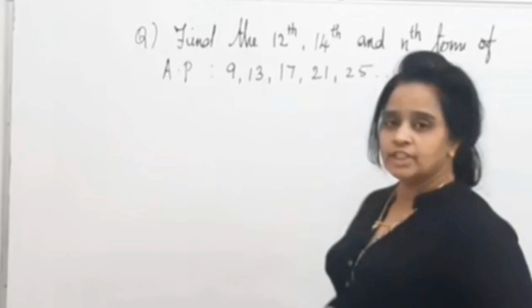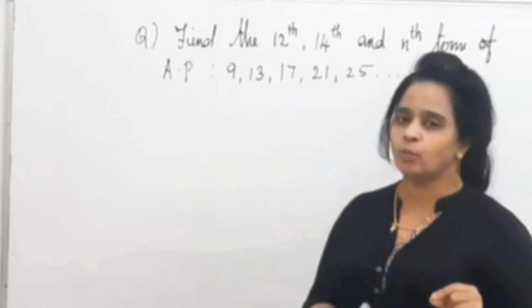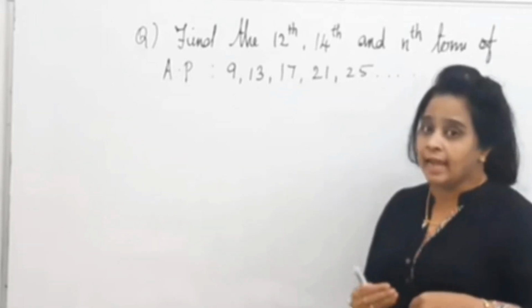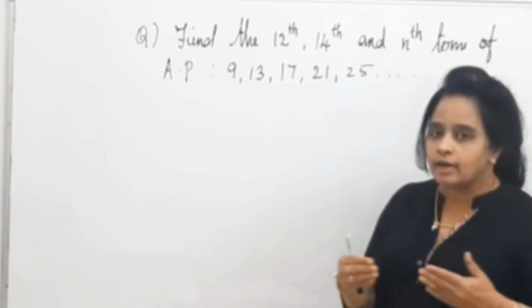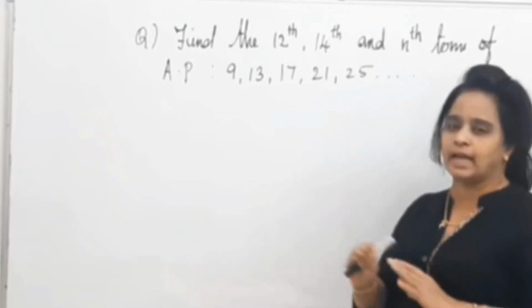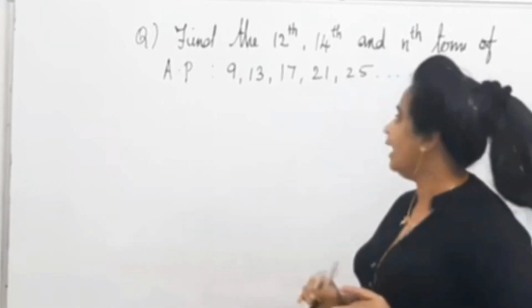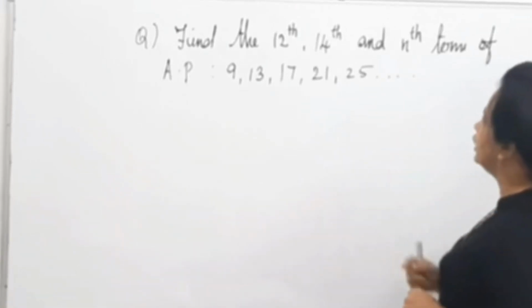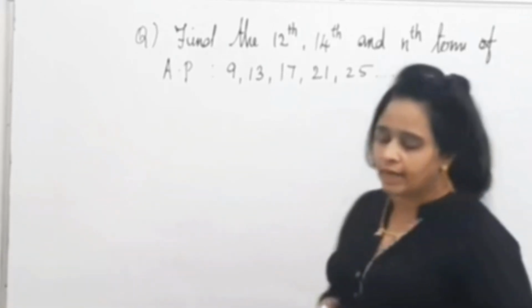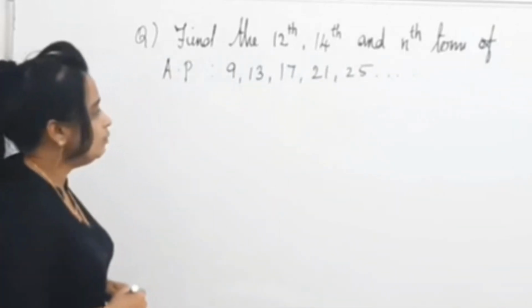Children, now hope you're familiar with substituting n = 1, 2, 3, 4. So you are clear how to do your cancellation and substituting n values. Now we move on to an AP question. Find the 12th, 14th and the nth term of the AP 9, 13, 17, 21, 25.